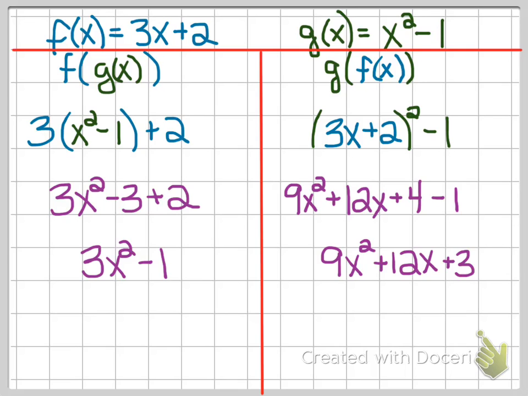But I'm going to take it a half step further and see that there is a 3 that's in common with all 3 of those terms, and I'm going to factor that out. And you can see that our final result is going to be 3 times the quantity 3x squared plus 4x plus 1.